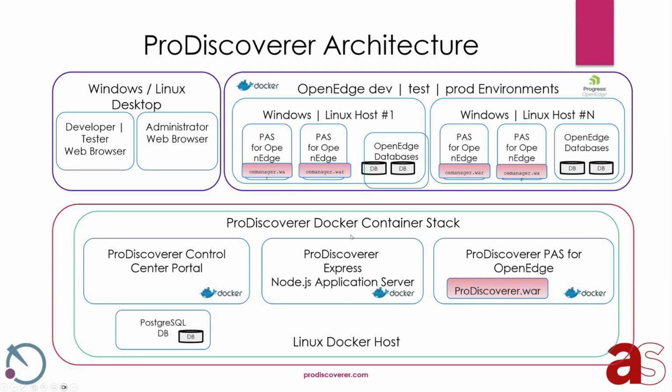So this ProDiscoverer stack would be connecting to a series of different hosts, like we have up on the top here. It could be an OpenEdge development, test or production environment. It doesn't matter whether it's Windows or Linux. As I mentioned before, you just need to be able to access it with an HTTP connection. Each of these instances, whether on a Windows or Linux host, we can connect to in various ways and then work with within the ProDiscoverer UI. And you'll see that in much more detail.